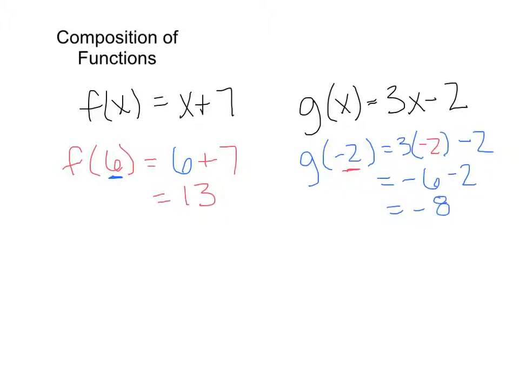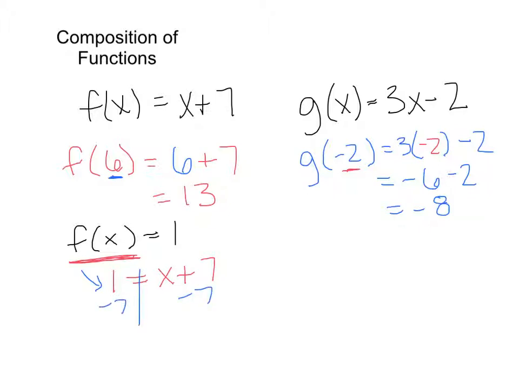Remember, you can also go backwards. So we could say, oh, we know that f of x is equal to 1. This means that you're going to replace the whole thing, f of x, with a 1. So what you're going to end up with is 1 equals x plus 7. See how we replaced where f of x was with the 1, because f of x equals 1. Now it's just a matter of isolating x and solving. So I'm going to subtract 7, and we'll say that x equals negative 6.